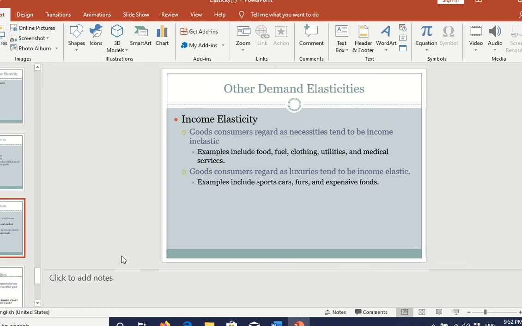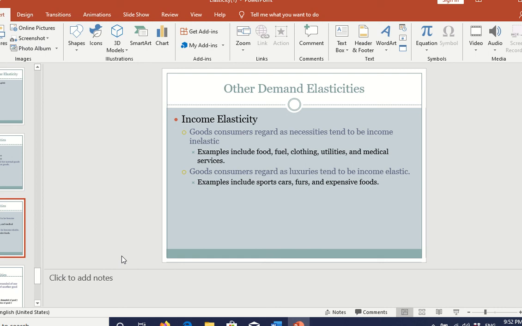So let's briefly touch on some of the factors that affect the size of income elasticity of demand. Basically, it has to do with the nature of the product. If it's a necessity, then the income elasticity of demand tends to be low. For example, food, fuel, clothing, utilities, and medical services. When times are tough, for example when we lose our jobs, the last few things that we will cut off are food, fuel, and clothing. So those are the necessities.